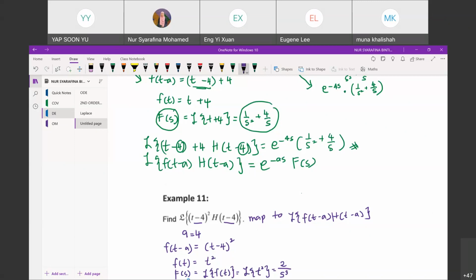Okay, and since this expression is mapped to f(t minus a) and h(t minus a), the transformation becomes exponent negative as F(s), where a is 4, so we have exponent negative 4s. F(s) is 2 over s cubed. So this is how you transform. So for this case, no need to do like we did before, because we are already in terms of t minus a and t minus a. No need to make it similar. Okay, clear? Are we good?